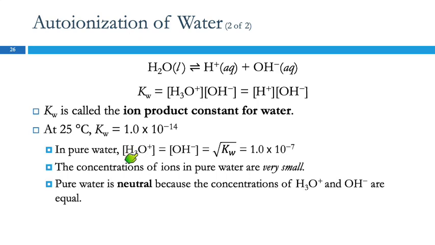So we can say that the hydronium ion concentration must be equal to the hydroxide ion concentration, and they would both be equal to the square root of Kw, which is 1 times 10 to the minus 7. So 1 times 10 to the minus 7 is the concentration of hydroxide ions and hydronium ions in pure water. That is very, very small. Here we had water acting as an acid and a base, but pure water is neutral because we have equal concentrations of hydronium ions and hydroxide ions. Any questions?